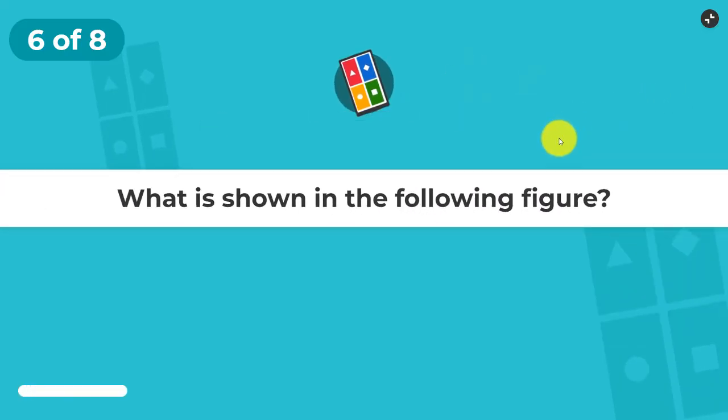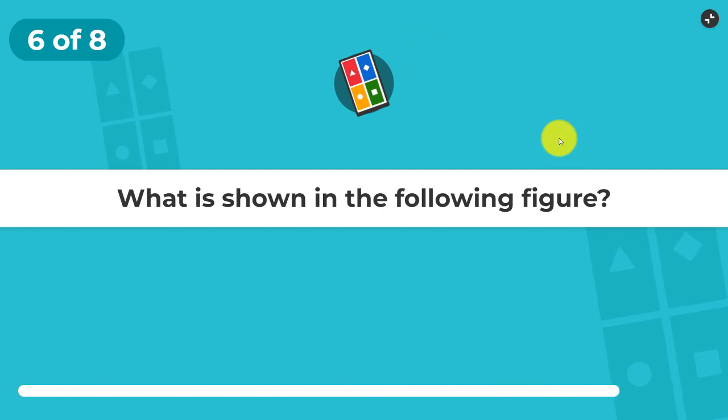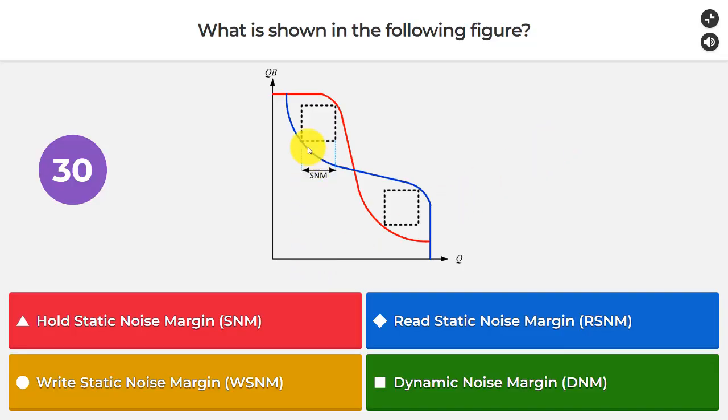Our 6th question: what is shown in the following figure? Is this hold static noise margin, SNM? Is it read static noise margin, RSNM? Is it write static noise margin, WSNM? Or is it dynamic noise margin, DNM? And of course, if you watched the lecture, the answer is read static noise margin.